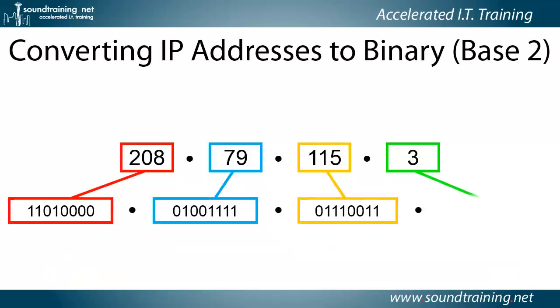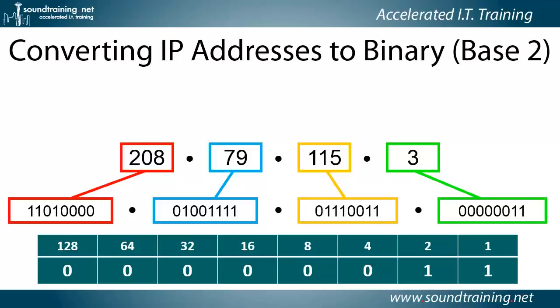Now let's do the last one. This is pretty simple. I'll bet you could do this one in your head. In this case, the 1-bit and the 2-bit are turned on, therefore the byte value is a total of 3.